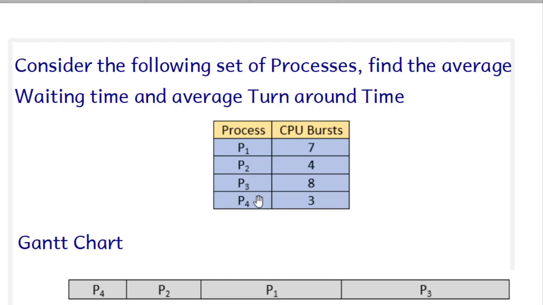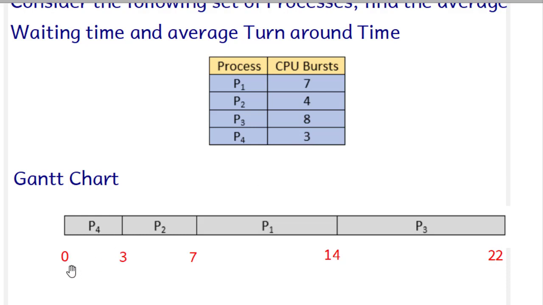So first we draw the Gantt chart. In this Gantt chart we see first process P4 comes, it is of 3 milliseconds, so it runs from 0 to 3. Then the next smallest process is P2 with CPU burst 4, so 3 plus 4 is 7. Then after this we are left with P1 and P3. P1 is smaller than P3, so P1 goes for execution. It is 7 milliseconds, so 7 plus 7 is 14. And finally the last one is P3 with CPU burst 8, so 14 plus 8 is 22. So this is the Gantt chart.